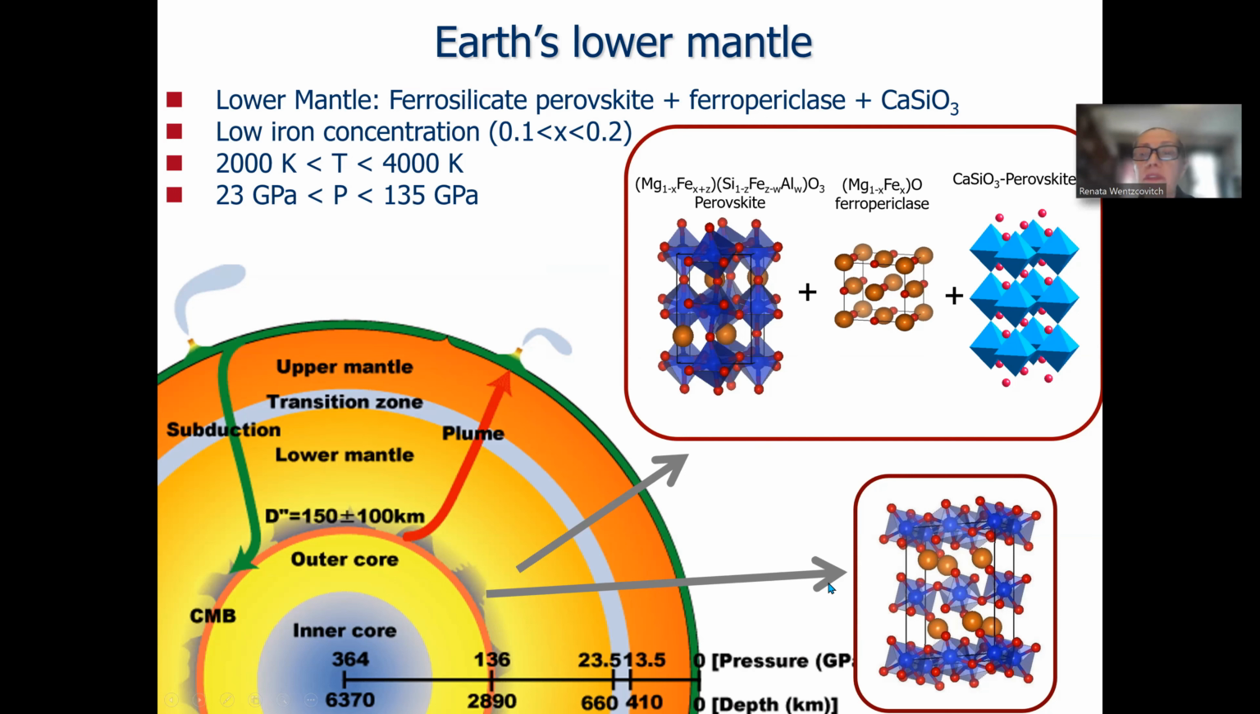So all these phases, silicates and oxides, except for calcium silicate perovskite, all the others have iron. Iron in ferropericlase could be up to 20%. Iron in perovskite could be about 10%. So it's not a very high concentration, but it's not low either. And these are the temperatures and pressures that we are concerned with.